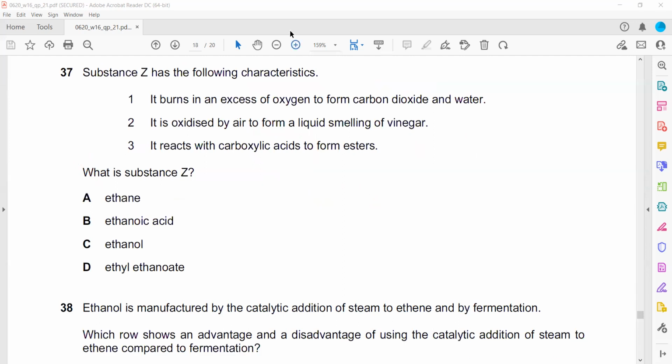Question 37. Substance Z has the following characteristics. It burns in an excess of oxygen to produce carbon dioxide and water. So it gives an idea that it contains carbon and hydrogen. It is oxidized by air to form a liquid smelling of vinegar. So alcohols, when smelling of vinegar, it means it turns into ethanoic acid.